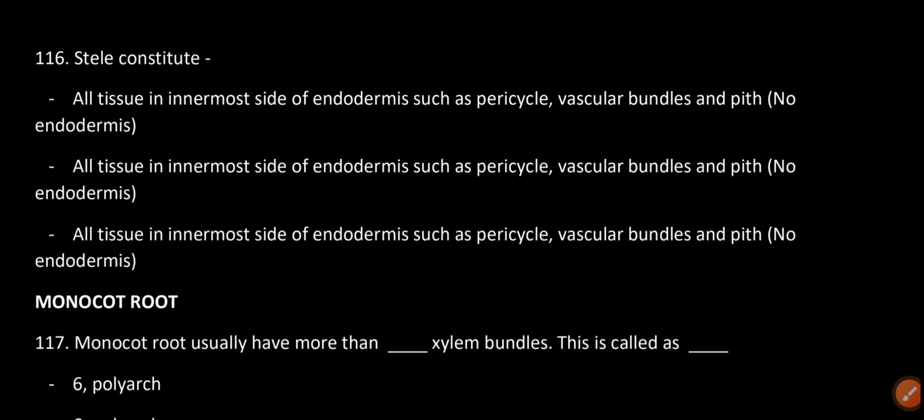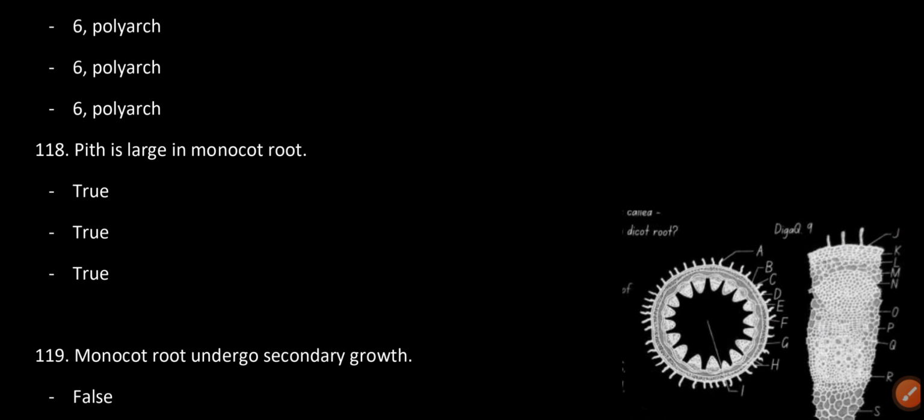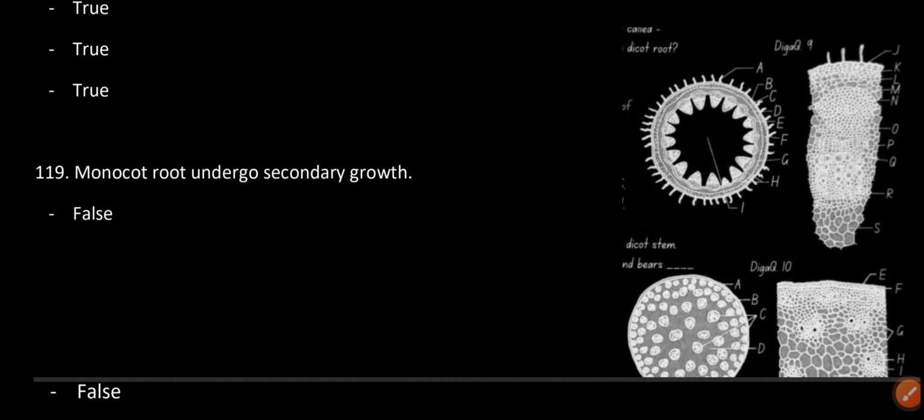Monocot root. Monocot root usually has more than 6 xylem bundles. This is called polyarch. Pith is large in monocot root. True. Monocot root undergoes secondary growth. False.